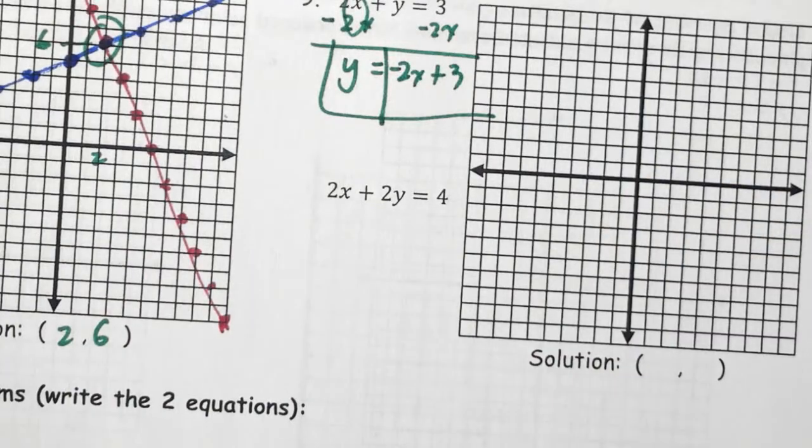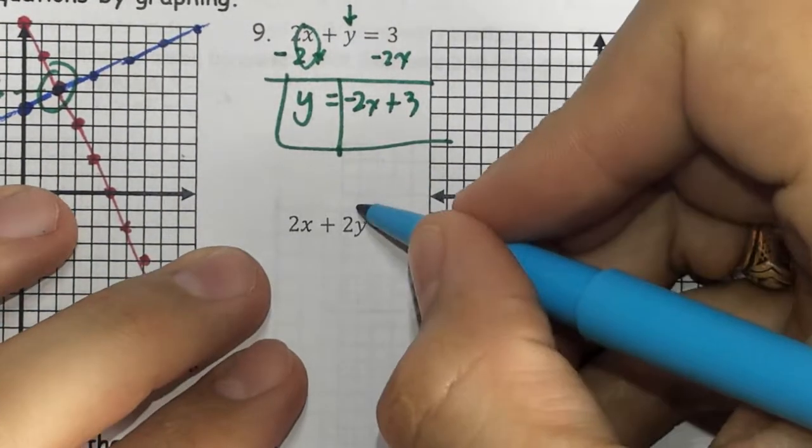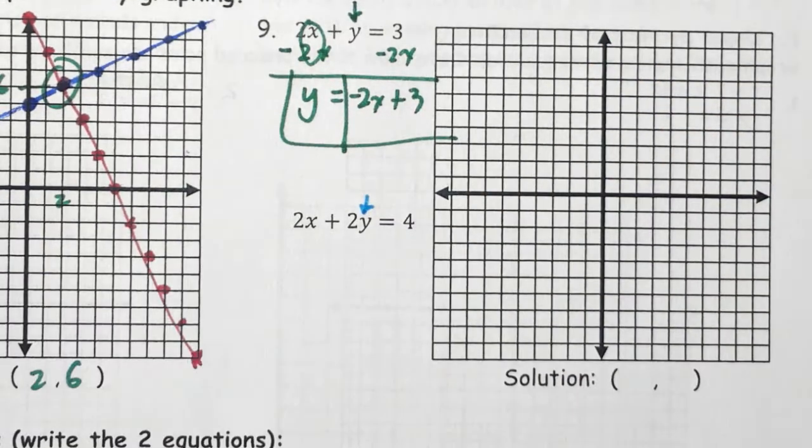This one has 3 steps. That took us 2 steps. Let's try one of the 3 steps. Here is my y. That's what I'm solving for.